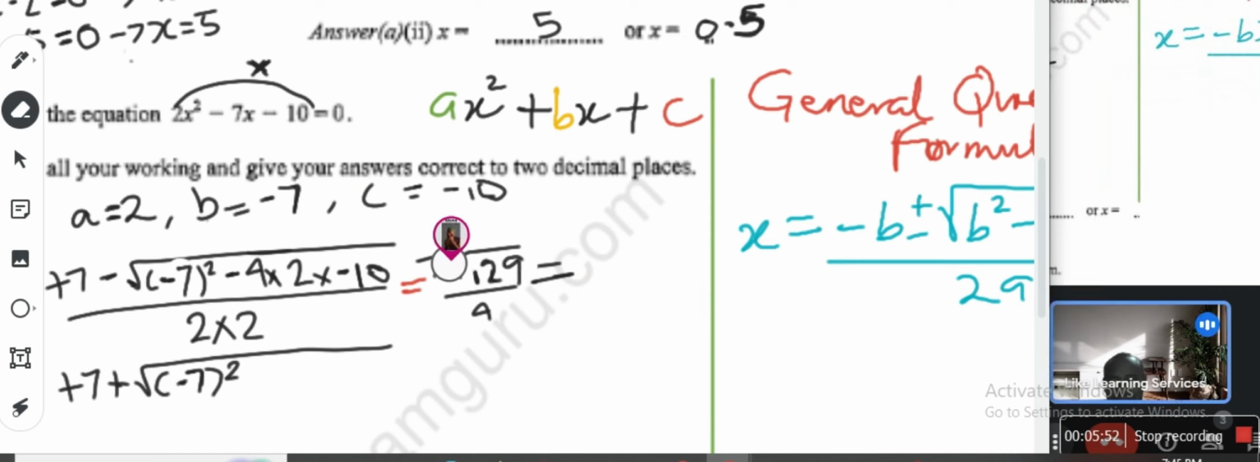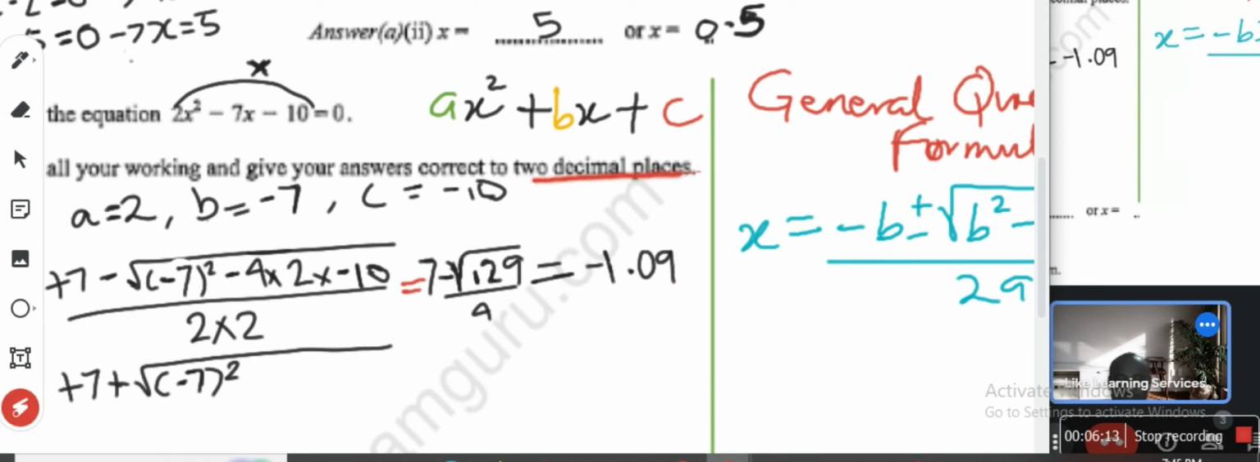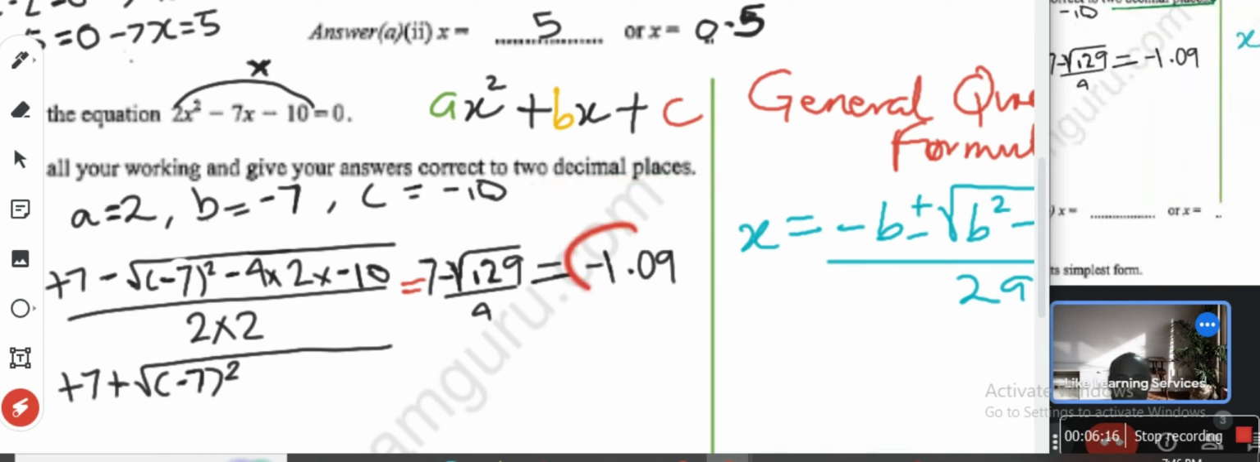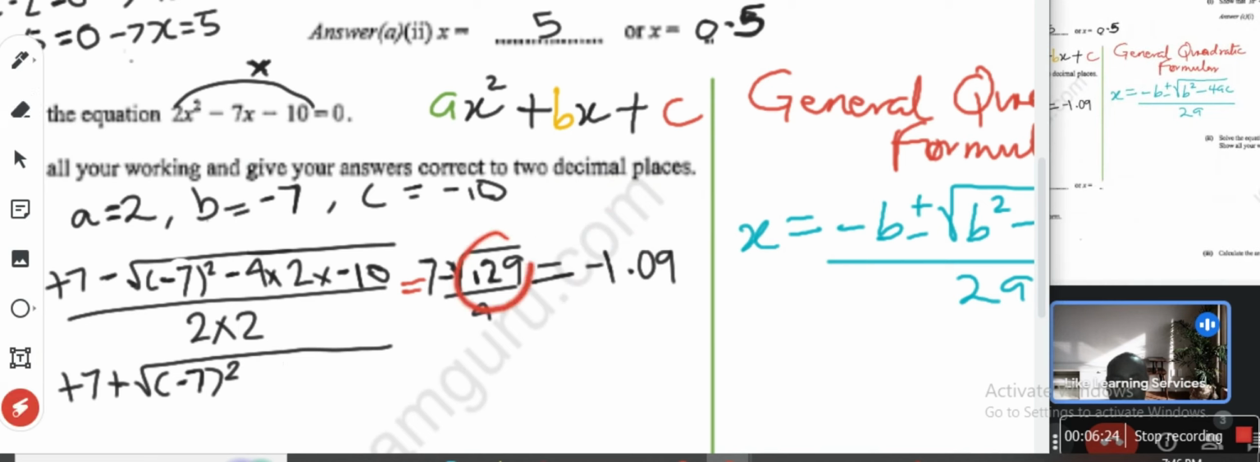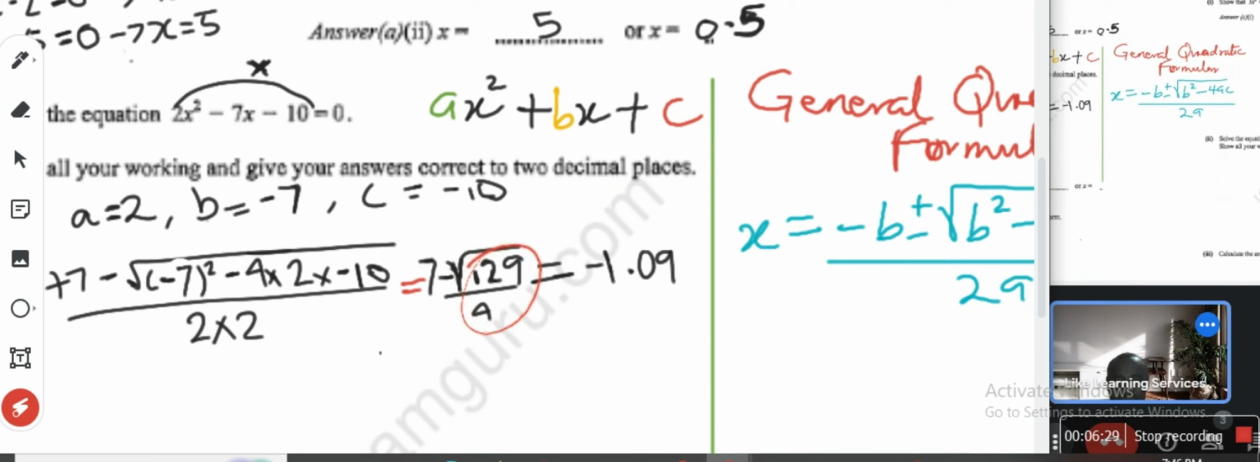Sorry, let me write it properly so it will be clearer. This is too much work, you have to write all of that again to do the plus. So what I would advise is, they say you should leave it to how many decimal places? 2, right? So the first one is minus 1.09. For the second one, you don't need to write this again, since all this will still be the same. So just write this again and change this to plus.